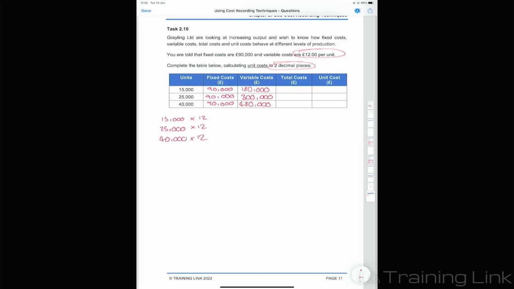We can then add those two together to get our total cost. So 270,000, we should then have 390,000, and then finally 570,000. And then next we take those total costs and divide them by the level of output.